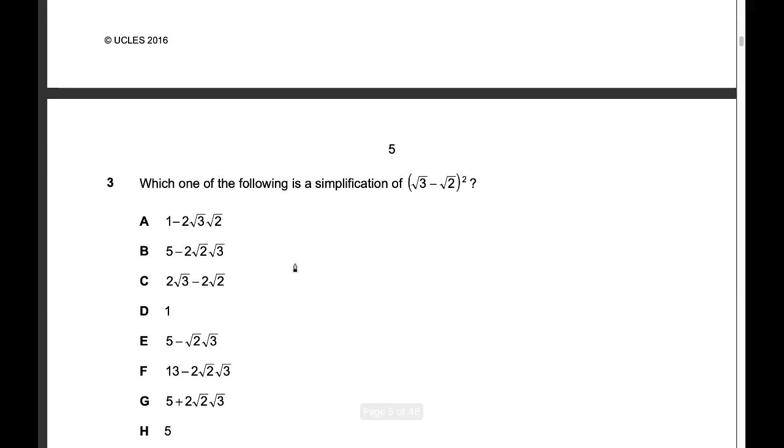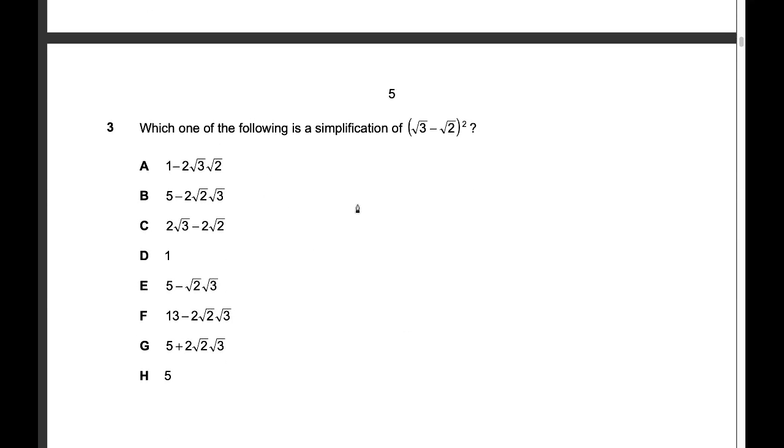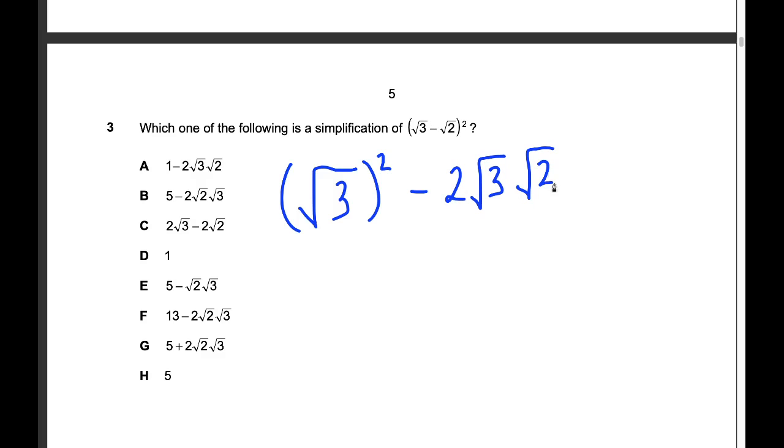Moving on, which of the following is a simplification of this expansion? So we need to square these brackets. So if I square the first term, I'm going to get root 3 squared, which is just 3. Then I'm going to get root 3 times minus root 2, and then a minus root 2 times a root 3. So that is going to give me a minus 2 root 3 root 2.